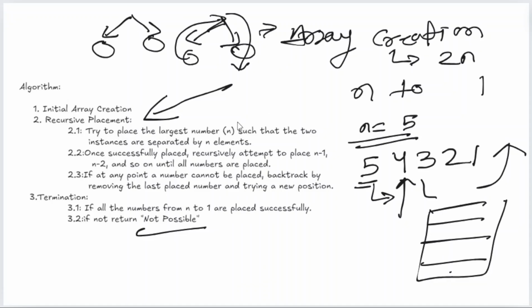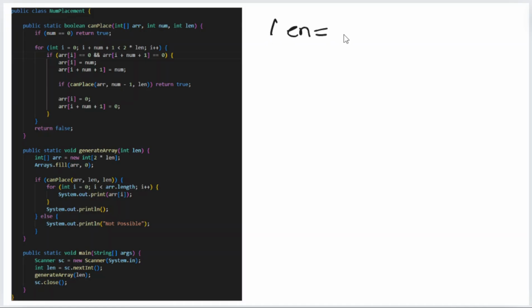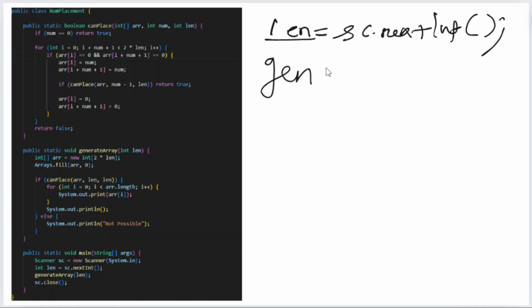So we'll be seeing the code for the algorithm of this problem statement. We are just starting with a num placement class, where first of all we are taking an input in the console. This is code in Java, where we will be taking an input in the len variable, and then we are passing it through the generate array function, which is being put in up here.